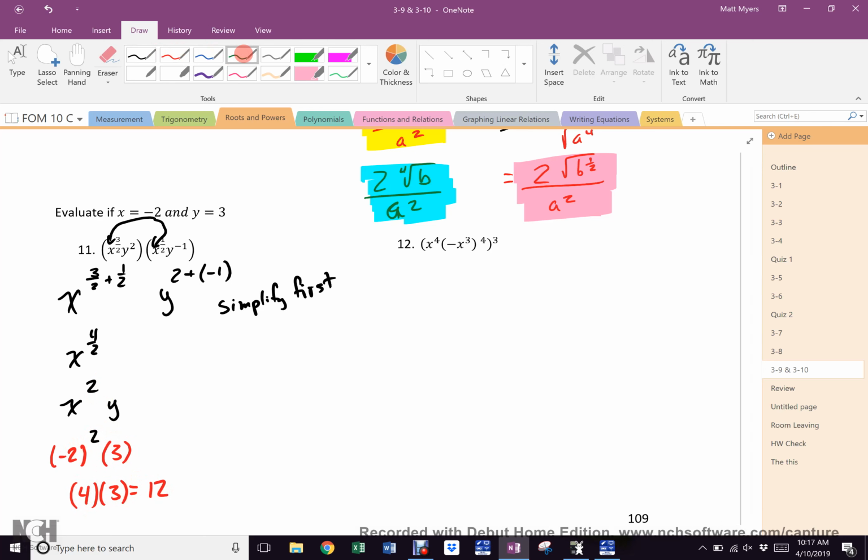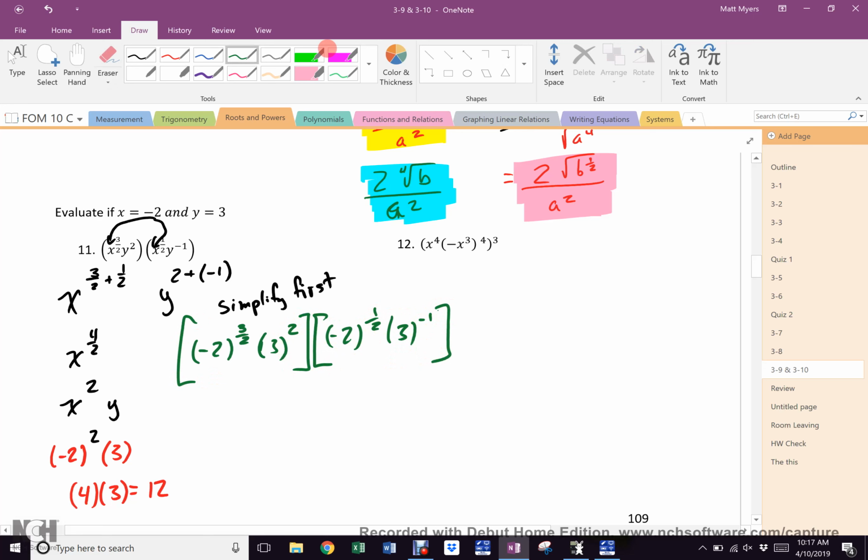I'm going to write out what you would have. -2 to the 3/2 times 3 squared times -2 to the 1/2 times, not y, 3 to the -1. Which do you want to do? That or that? Sorry, I'll change color. Green or pink? I want to do the green one. So simplify first.